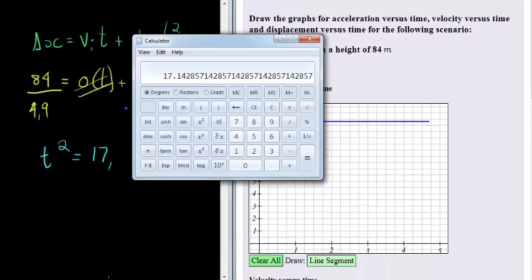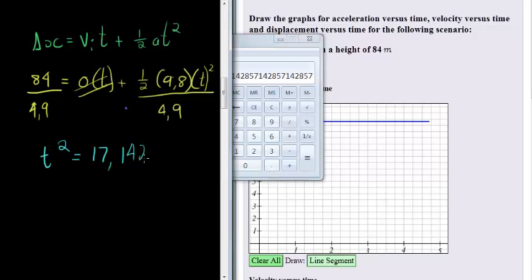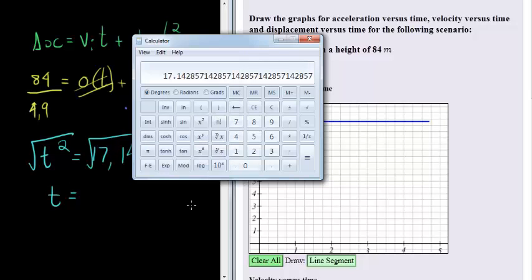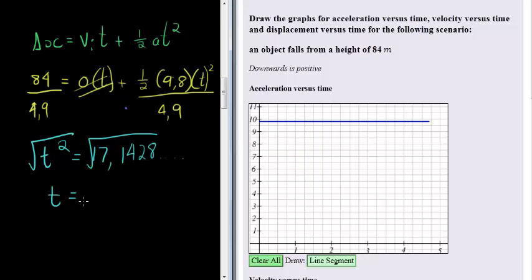And then all these digits, I'm not going to round yet: 17.1428 and so on. I want t, in other words, I want to take a square root on both sides, and if I do so, I get an answer of 4.1. Now, this is a graph, so I can't do two decimal places, but I see it's about 4.14, so let's make it 4.1. And that is how long my fall is going to be. I only need to calculate that once, so it is going all the way up to 4.1.